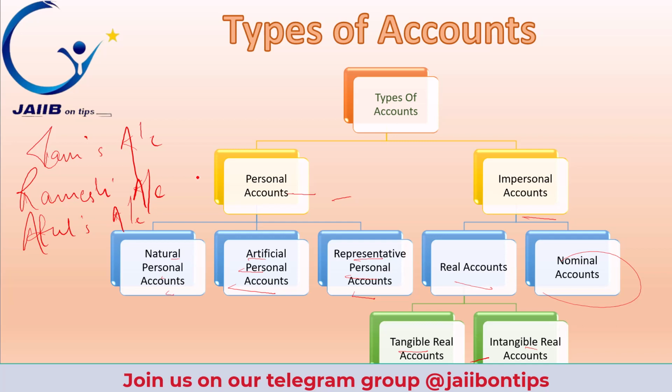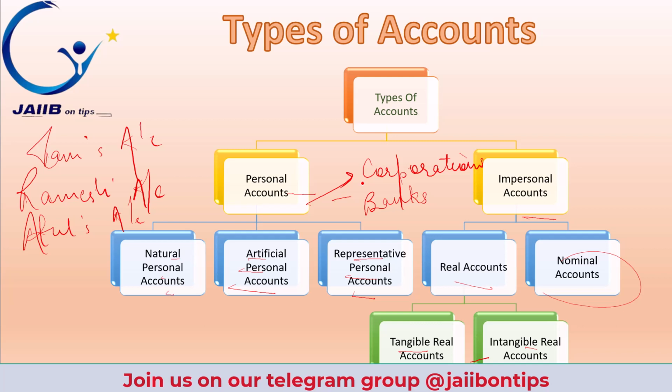Right. The second one is artificial personal accounts. Artificial personal accounts encompass legally recognized entities that engage in business transactions, like corporations, banks, insurance companies, clubs and firms. All fall under this category. Accounts for these entities are established to document their financial interactions.